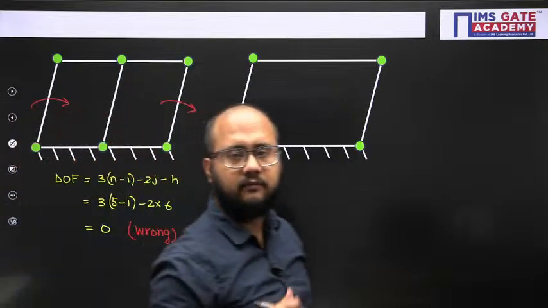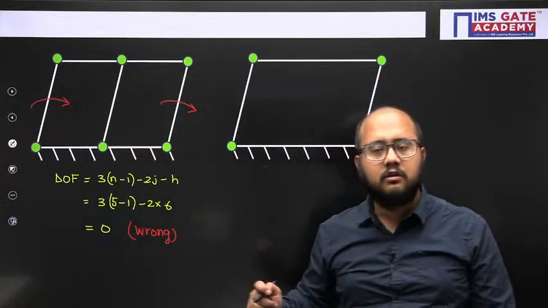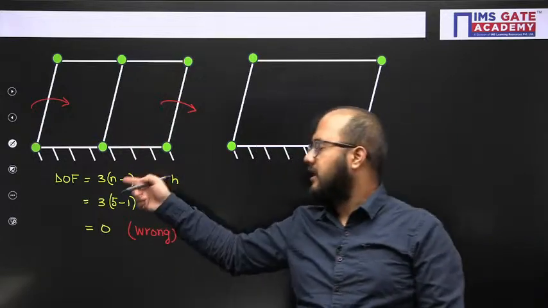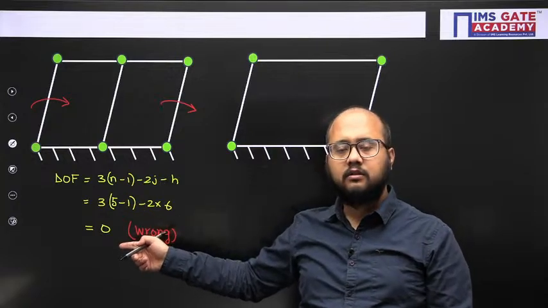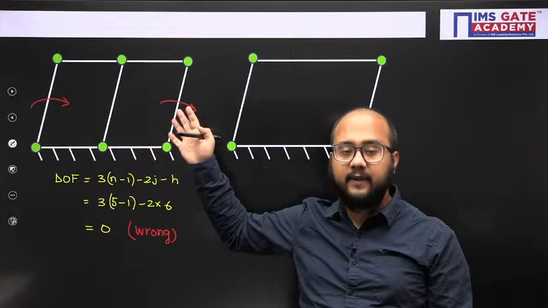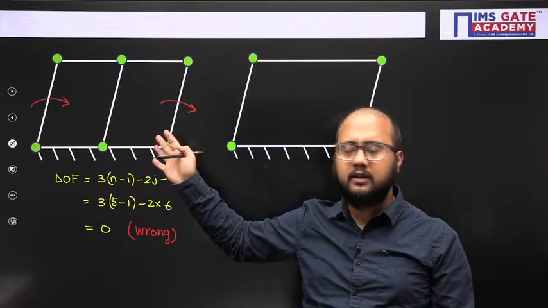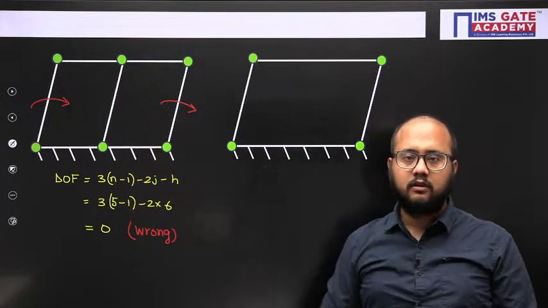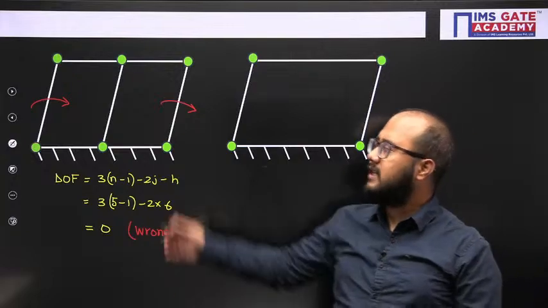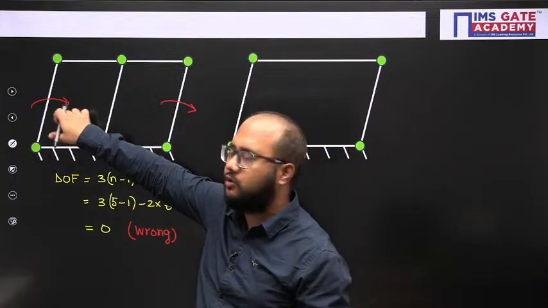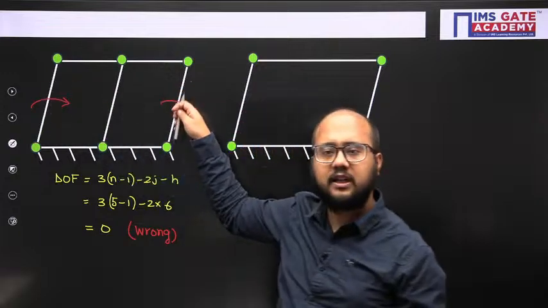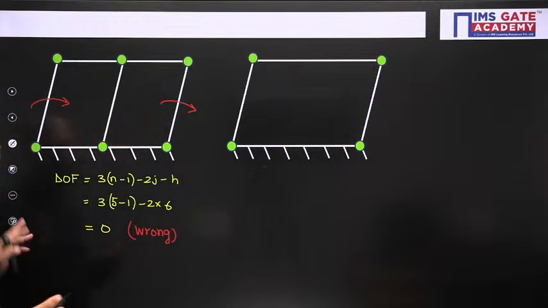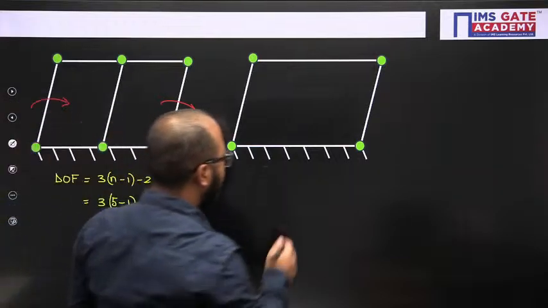How can it be a structure? From the formula we are getting degree of freedom 0, so in that case it should be a structure. Are you getting my point? Is it possible that this particular mechanism will be considered a structure because we are getting a degree of freedom of 0? No, never. It is not a structure, because if I provide some input motion to this link, definitely I will be getting output motion. It is a mechanism. So the formula is giving us the wrong answer here.